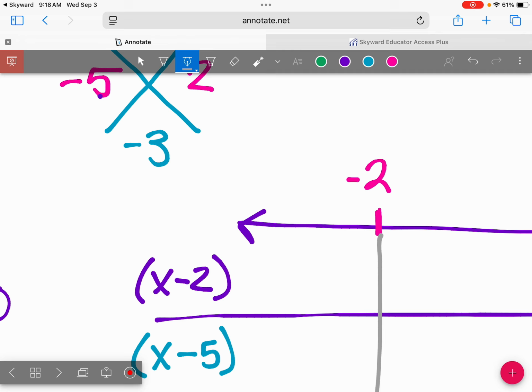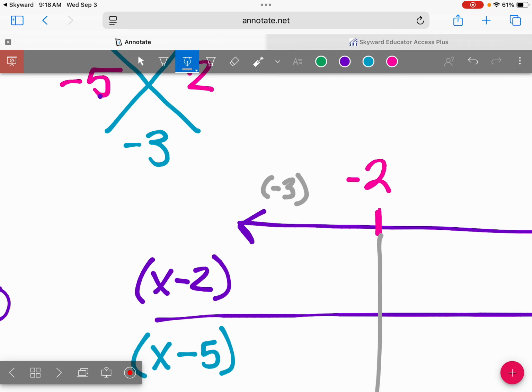Since we're doing things together, I tend to put a number that I'm thinking of up here, because you guys can't see in my brain. So when I'm thinking of a number smaller than -2, I tend to just pick the next one, so -3. You could do -4, you could do -10. It genuinely does not matter. But if my x is something like -3, is this factor going to be positive or negative?